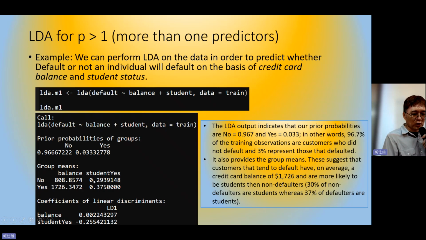Then you can check this output here. The output also generates the prior probabilities of the groups. This is quite intuitive because we just use the original data to calculate the prior probability of the groups. So there's nothing difficult here.